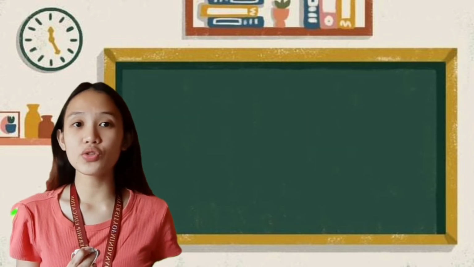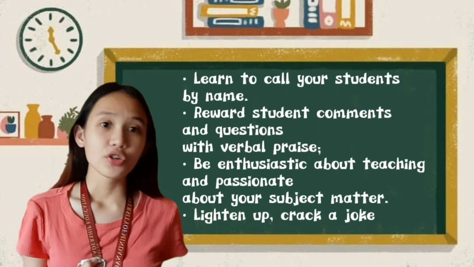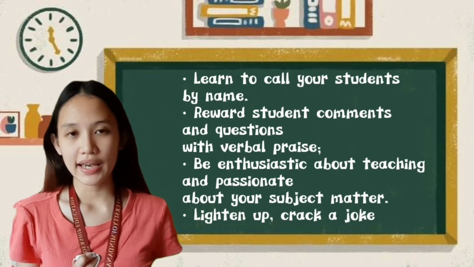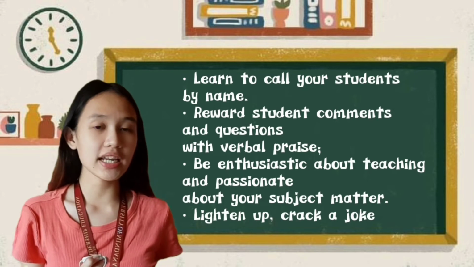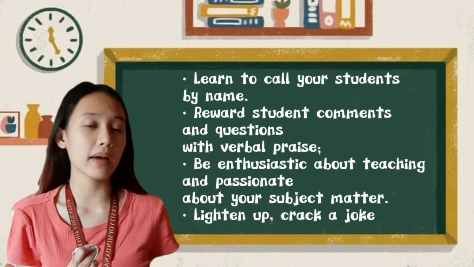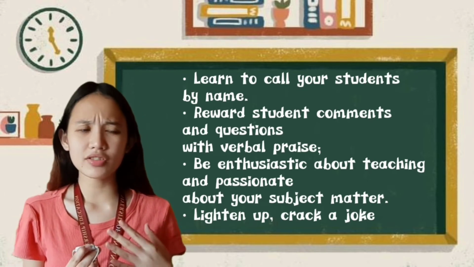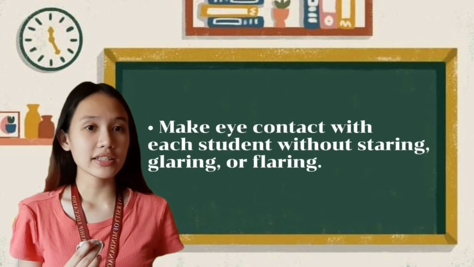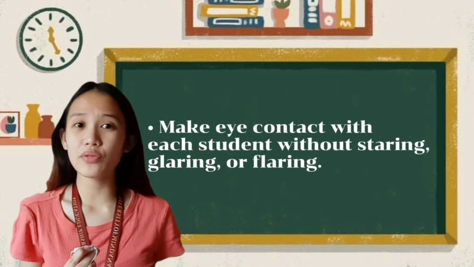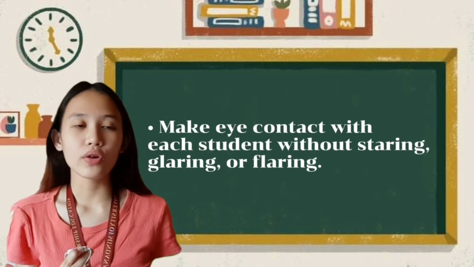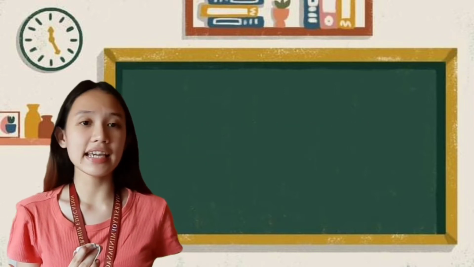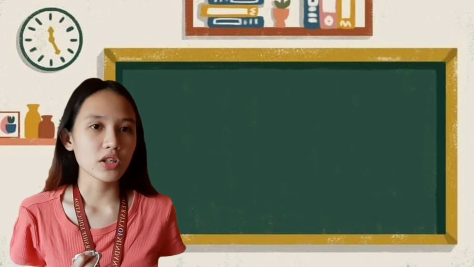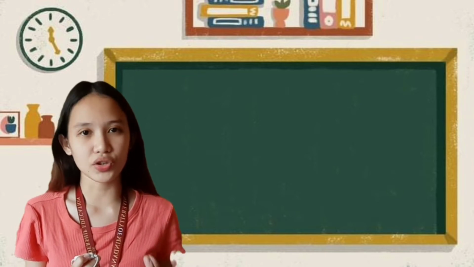First is to learn to call your students by their name. Reward students' comments and questions with verbal praises. Be enthusiastic about teaching and be passionate about your subject matter. Lighten up and just crack a joke every now and then. And lastly, make eye contact with each student without staring, glaring, or flaring. This indicator is just ensuring that your students will be comfortable during the whole class and to the teacher.